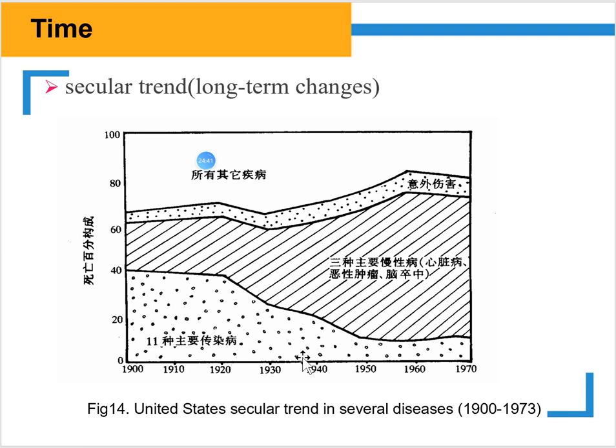Figure 14 is the United States secular trend in several diseases during 1900 to 1973. During the past 70 years, the death percentage of 11 major infectious diseases had been decreasing. The death percentage of 3 major chronic non-infectious diseases, including heart disease, malignant tumor, and stroke, has been increasing. This is long-term change over 70 years, also called secular trend.